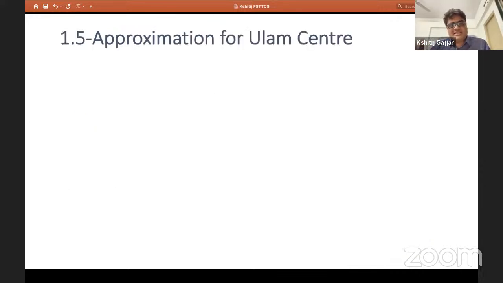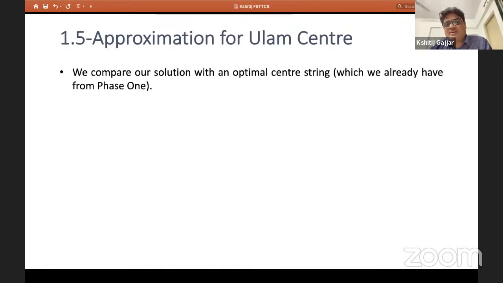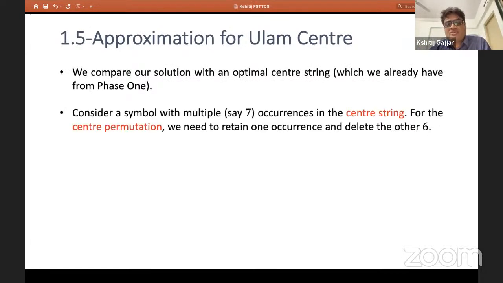Okay, so this is my last slide. So how do you prove that this is a 1.5 approximation? You need to compare it with something. And we compare our solution with the optimal center string, which we already have from phase 1. Now consider a symbol which occurs multiple times. Suppose a symbol occurs 7 times. Then for the center permutation, you need to delete 6 of the occurrences because you can only retain it once. In a permutation, each symbol should occur exactly once, right?